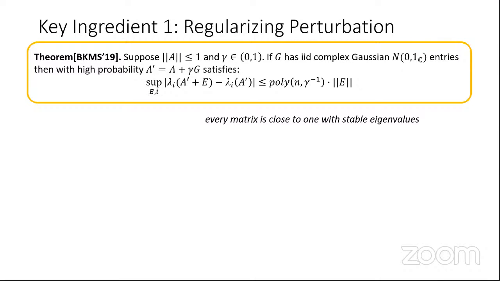So what this is saying is that this A prime has stable eigenvalues, and the stability is inversely proportional to a polynomial in gamma, the regularizing parameter.